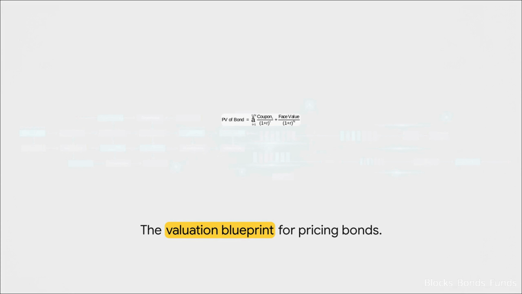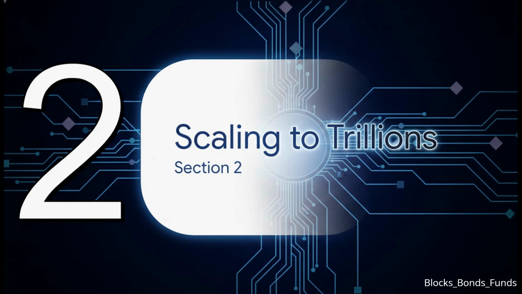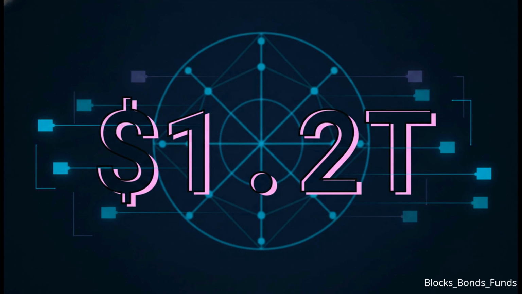This single equation is the engine translating future promises into present-day billions. Let's move right along to Section 2, scaling up to trillions. With the foundational engineering out of the way, let's explore how this blueprint scales up. We are moving from the anatomy of a single bond to the circulatory system of the entire planet.